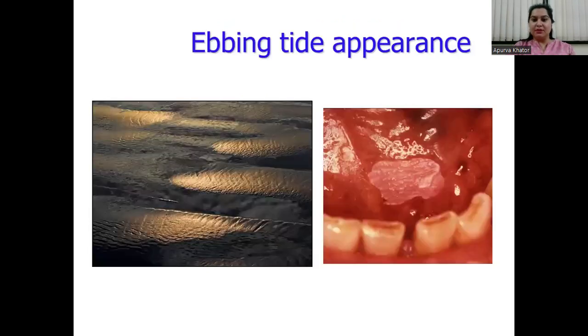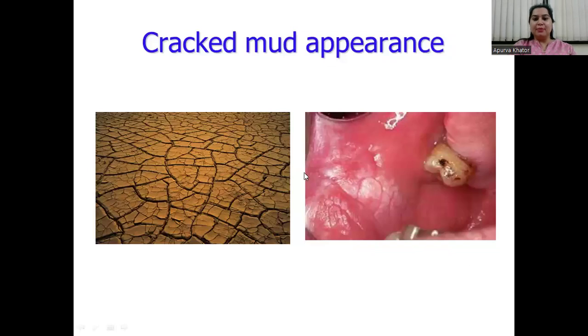Now, these are the various appearances of homogeneous leukoplakia. We can see here, a ebbing type of pattern in this case. This is the classic appearance of leukoplakia called the cracked mud appearance. The appearance is like mud which is dry and cracked. A similar appearance can be appreciated in the lesion of leukoplakia. This is the typical appearance of homogeneous leukoplakia.